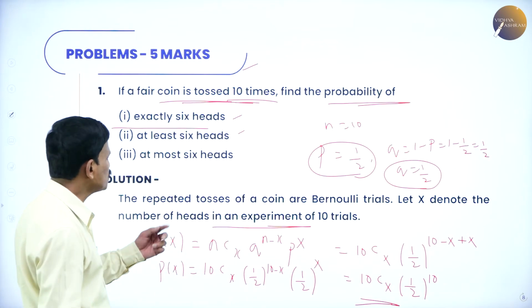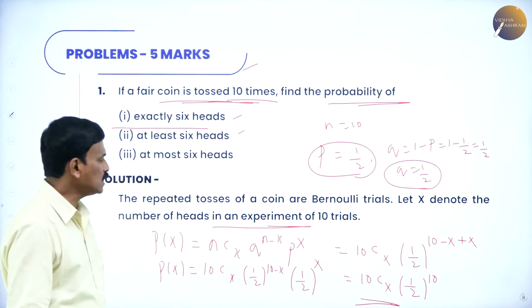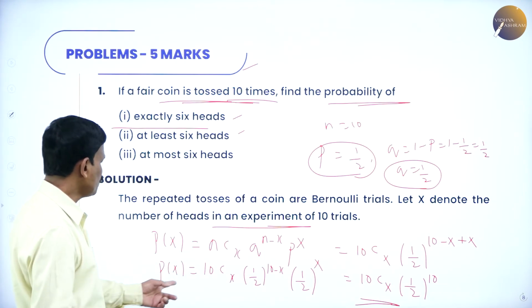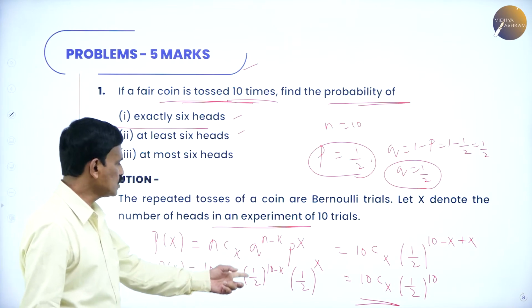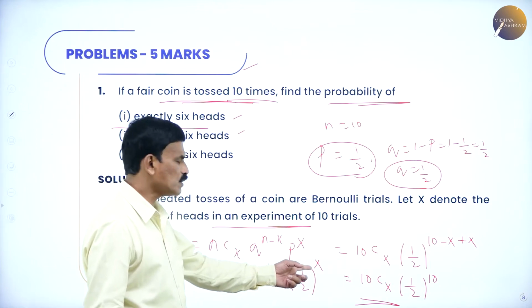Now, using the binomial distribution, P of x is equal to nCx Q to the power of n minus x into P to the power of x. So P of x is equal to 10Cx, with Q as 1 by 2 to the power of 10 minus x and P again as 1 by 2 to the power of x.